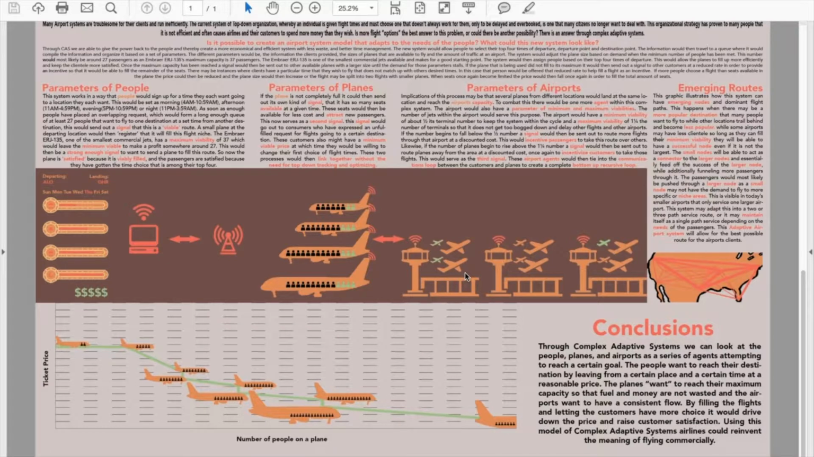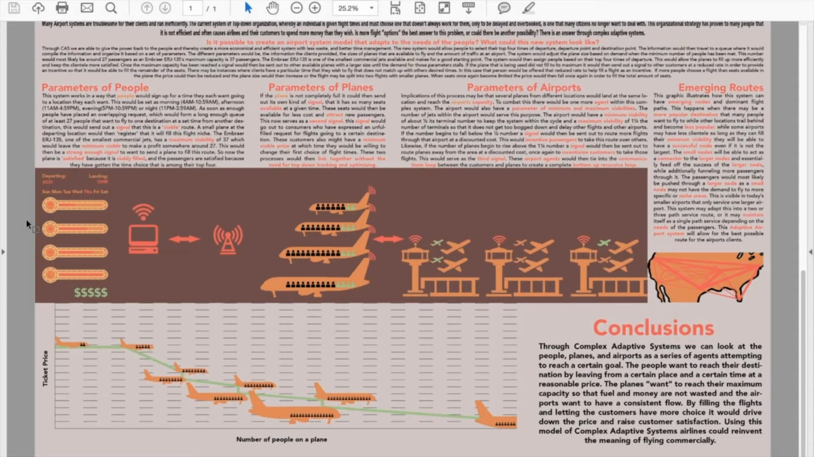What we currently have within airlines and airport systems is a top-down infrastructure where flights are assigned based on what we think is best and the price that we think is best. That's not really working out. They're overbooking flights, people are unsatisfied, and airlines are losing money. I want to tackle this issue on all ends of the project, and we're doing this through complex adaptive systems.